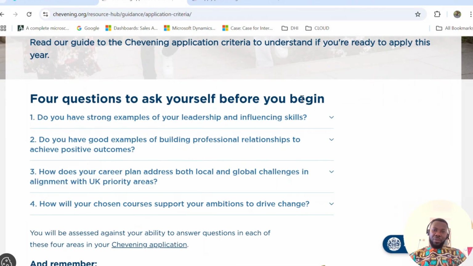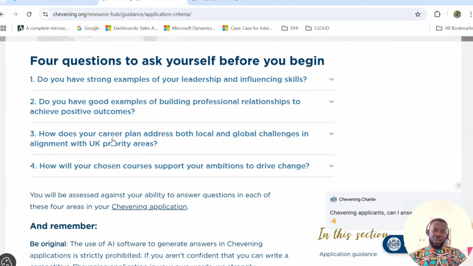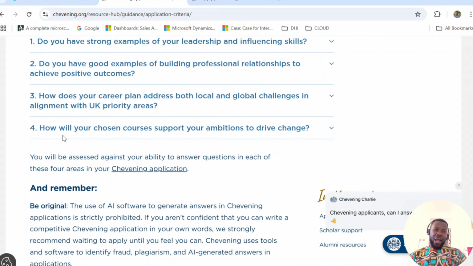4 questions to ask yourself before you begin. Do you have strong examples of your leadership and influencing skills? Do you have good examples of building professional relationships to achieve positive outcomes? How does your career plan address both local and global challenges in alignment with UK priority areas? How will your chosen courses support your ambition to drive change?